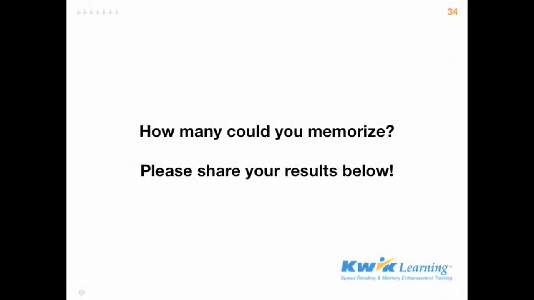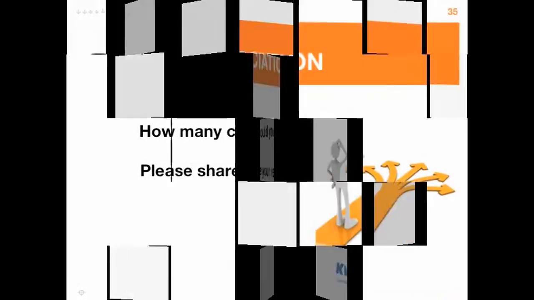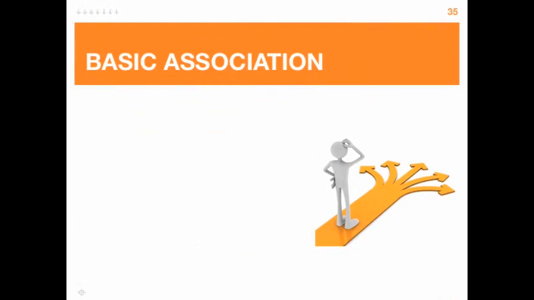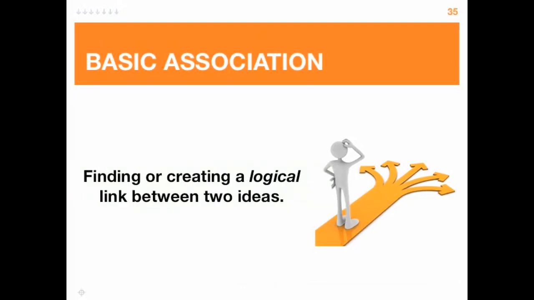And what you're about to see is I'm going to show you how to actually memorize this list rather quickly. The first technique I'm going to teach you with quick recall for this quick student program is called basic association. The way I'm defining it is finding or creating a logical link between two ideas.